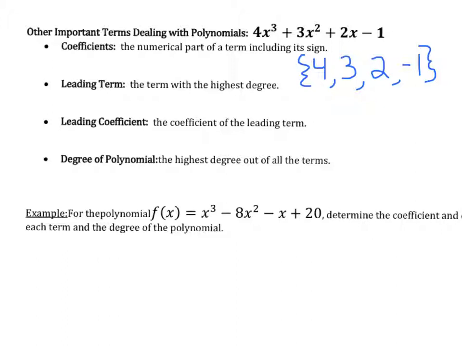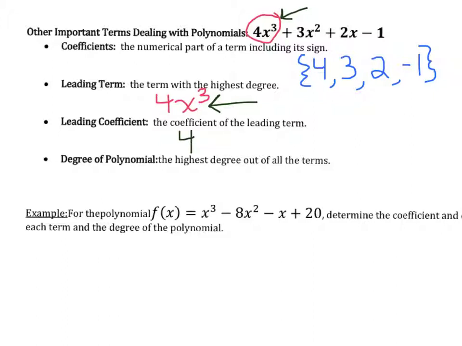The next definition I want to look at is leading term. It's the term with the highest degree. Remember, your degrees are your exponents, and so if you look, this is the term with the highest degree. So it's 4x cubed. Our next definition we want to know is leading coefficient. It's the coefficient of the leading term. We just found out that this was our leading term since it had the highest exponent, and so the coefficient, or the number that's multiplied there, would be 4. So our leading coefficient would be 4.